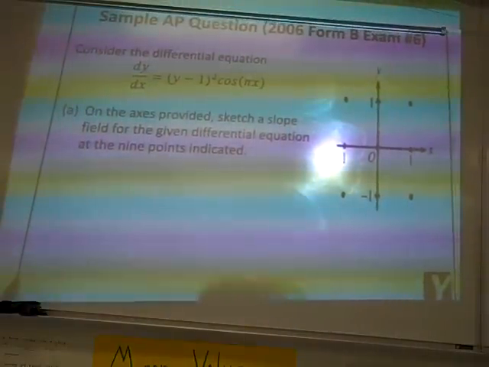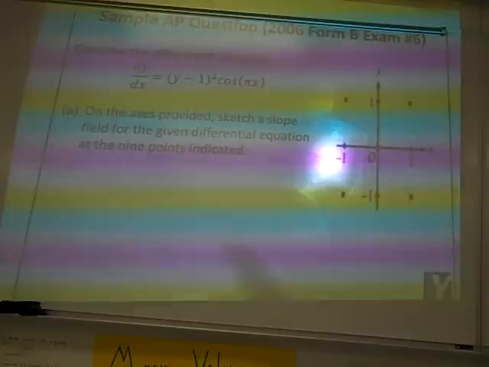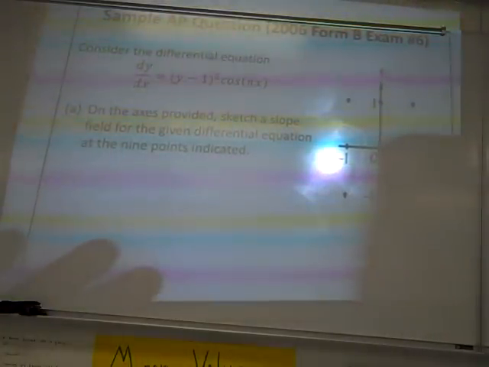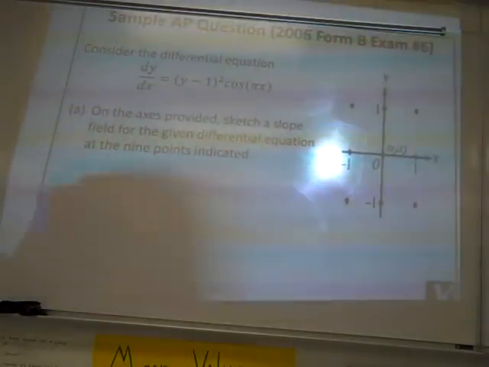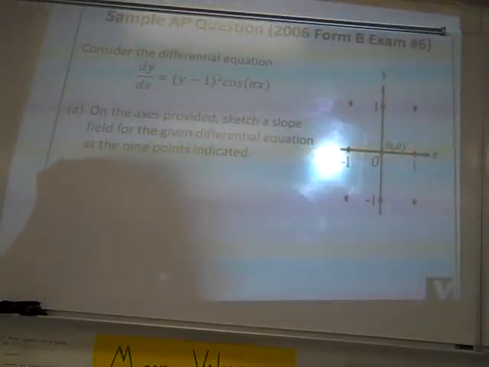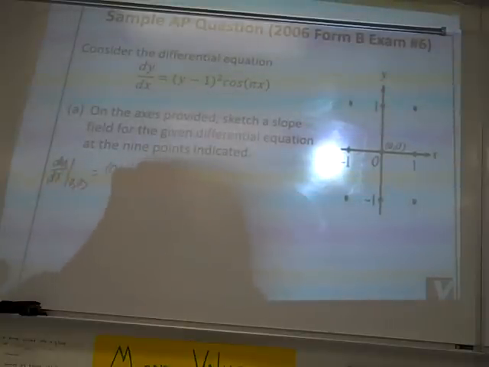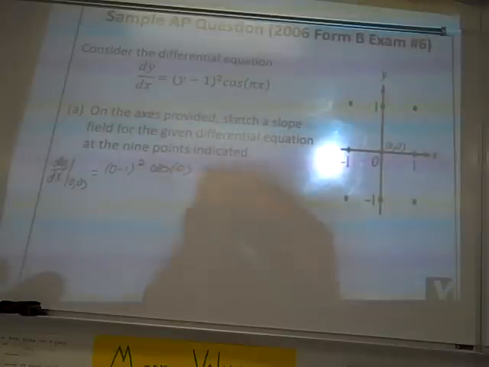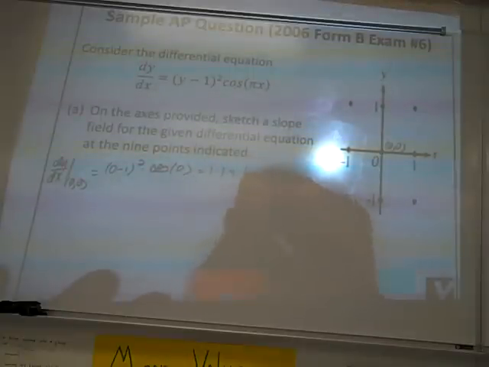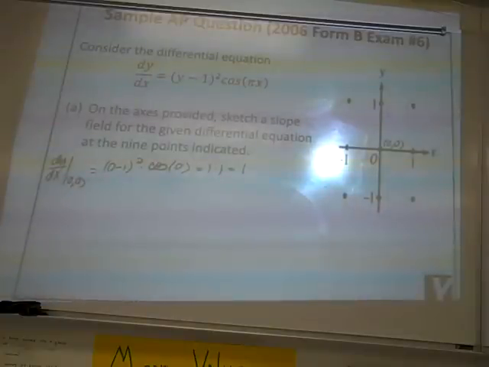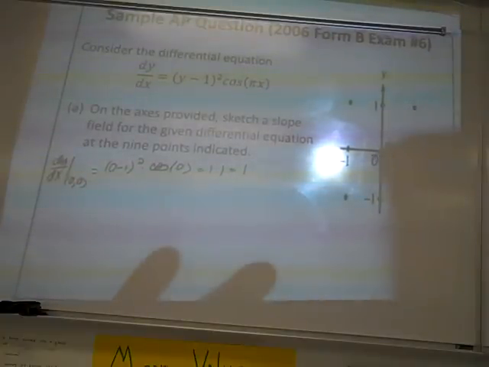Part A. We want to generate a slope field, so we're going to take it 1 point at a time. Let's start with the point (0, 0). dy/dx at (0, 0) is (0 minus 1) squared times the cosine of pi times 0. 0 minus 1, square that, we get positive 1, times 1 is 1. So I'm going to draw in a tangent line that has a slope of positive 1.